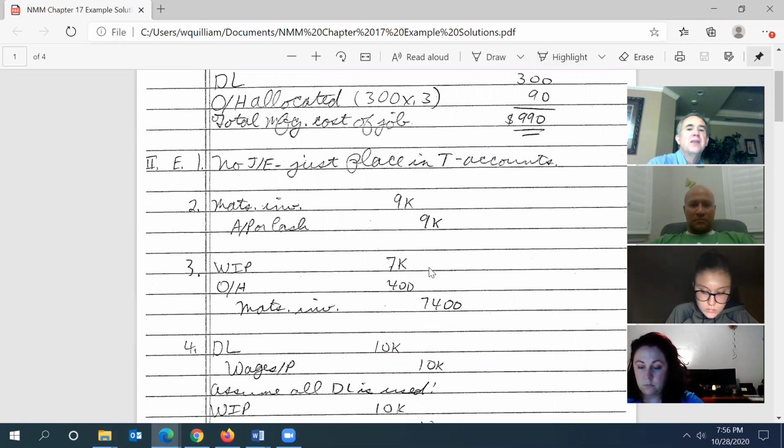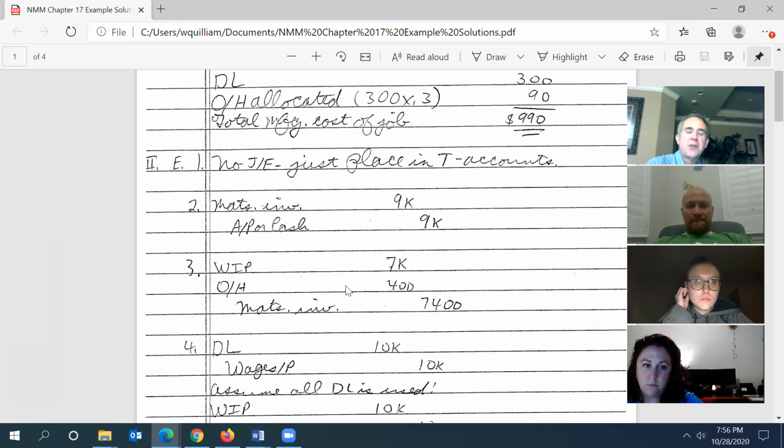Now, this journal entry is called a compound journal entry. A compound journal entry has more than one debit and/or more than one credit. So we have 2 debits. The first debit is to work in process for $7,000. That traces the exact amount of direct materials to work in process. You know that work in process inventory consumed exactly $7,000 of direct materials.